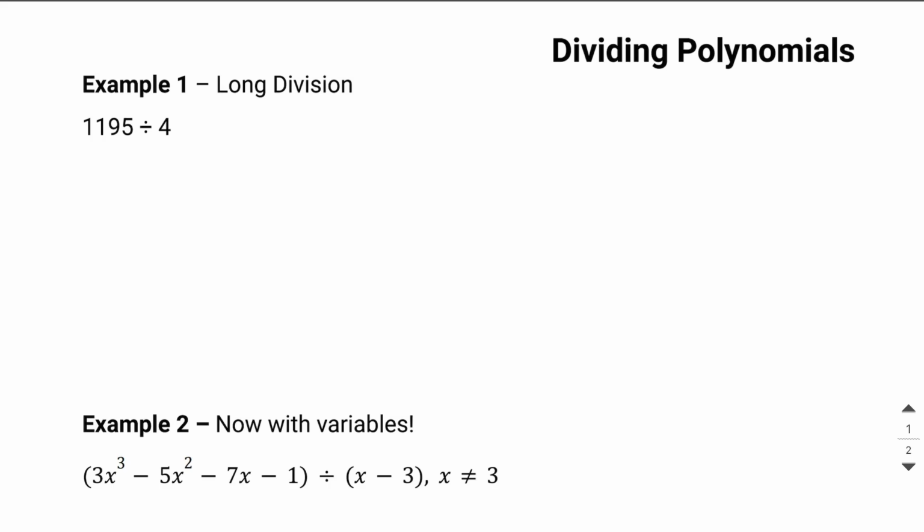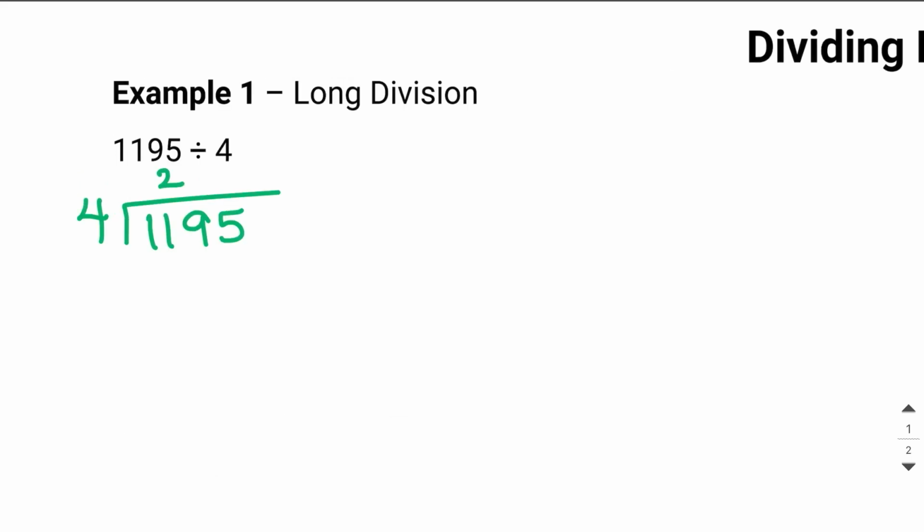I want to figure out how many times 4 goes into 1,195. So I'm going to set up my long division. And essentially what I'm trying to do here is break this up into pieces. So first I see how many times 4 goes into 1. It doesn't go into 1. So we see how many times 4 goes into 11. Our answer right here is 2 times.